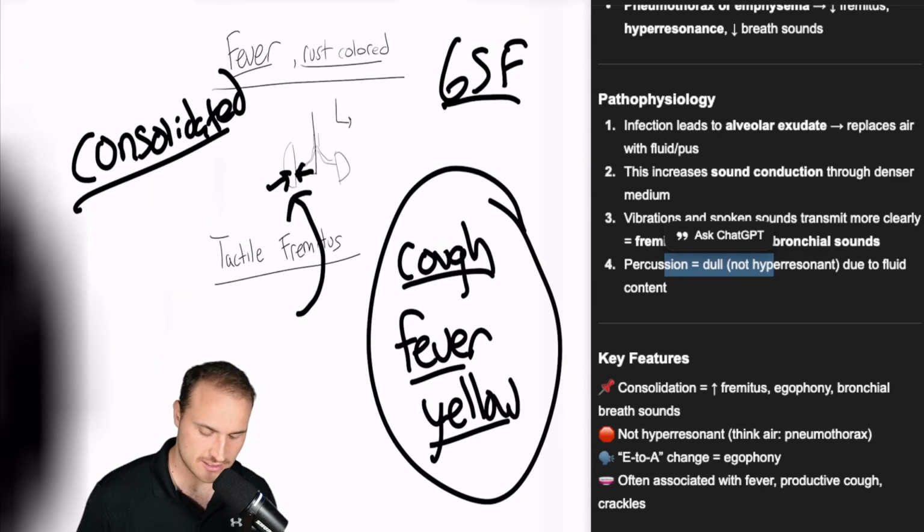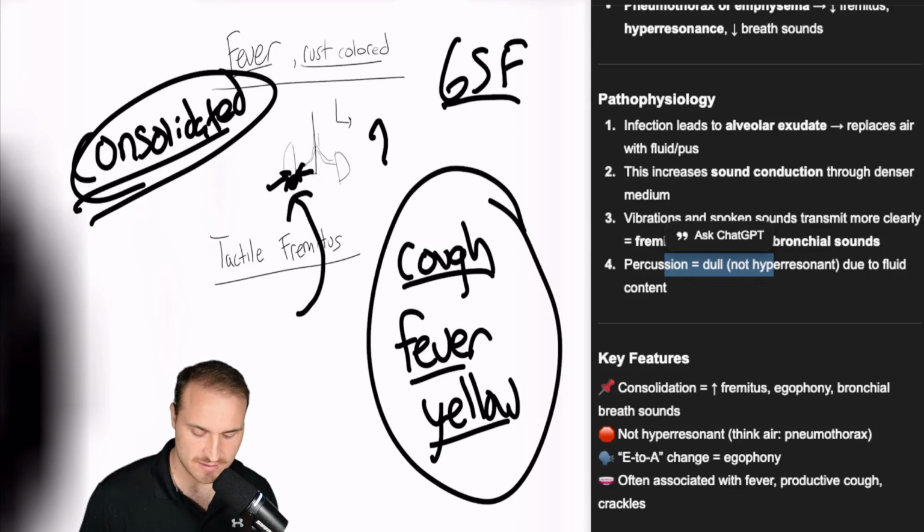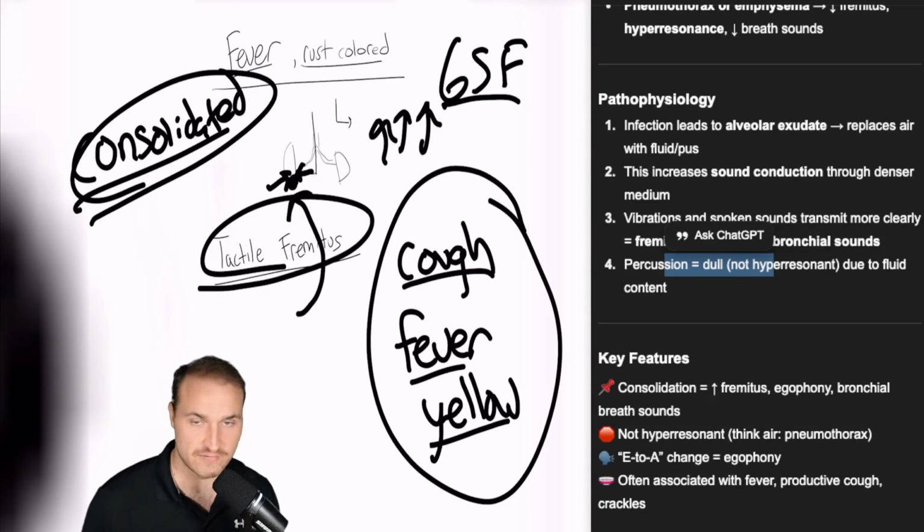Pneumonia is going to have consolidation of that pus in the alveolar exudate. That air is going to be gone, so it's going to be consolidated. So all these sounds are going to be increasing on the affected side. So you have increased tactile fremitus.